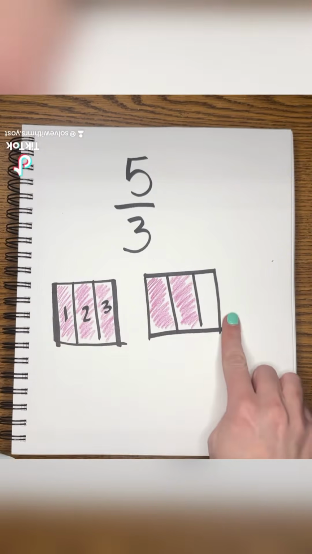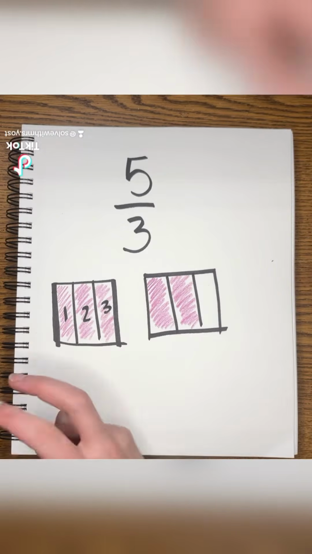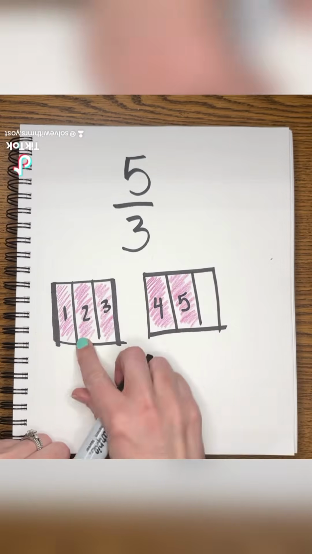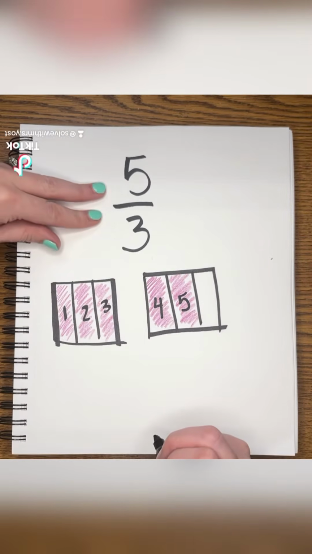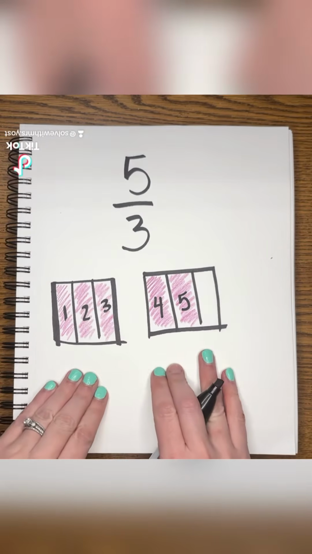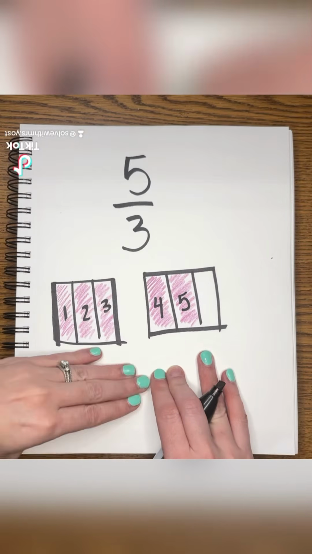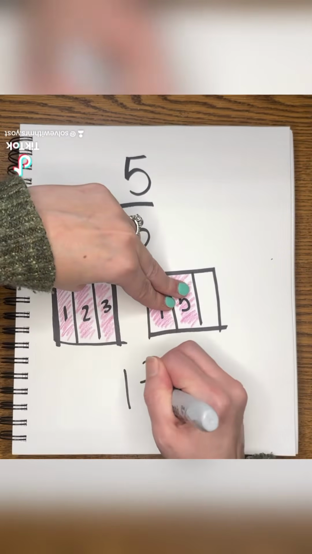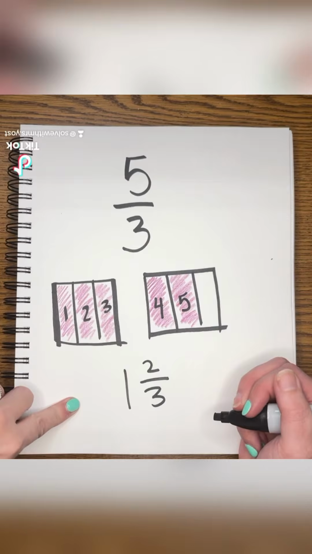Now we're going to count on 1, 2, 3, 4, 5 thirds. Now the reason why they call it improper is because a proper fraction is smaller than 1. As you can see here, we have more than 1. We have 1 whole and 2 thirds. This is just one way.